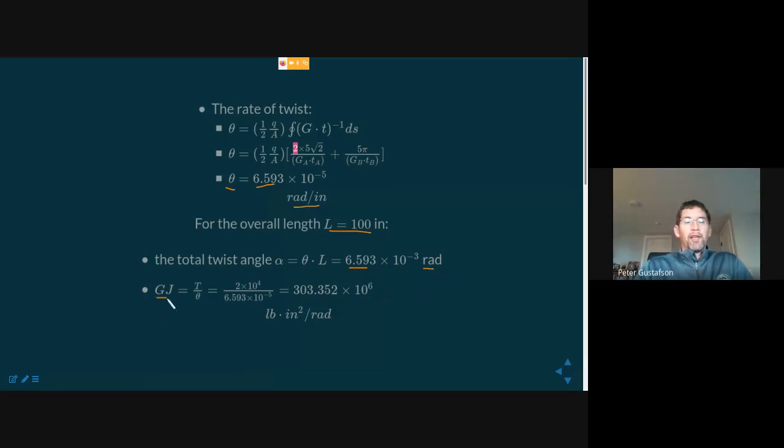Last but not least, of course, we can calculate GJ, which is equal to torque over the rate of twist. And this works out to be 303 times 10 to the 6th in units of pound-inch squared per radian. That's everything that was asked for in the calculation. You can see now that this set of equations, once we understand them and can utilize them, turn out to be really quite simple, very straightforward for calculating things that you might otherwise think would be difficult to calculate.